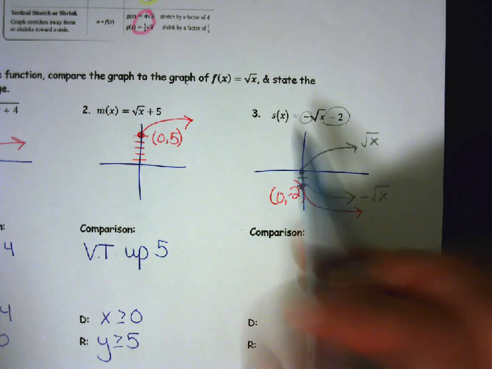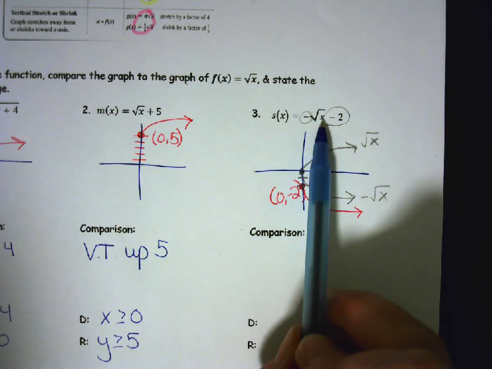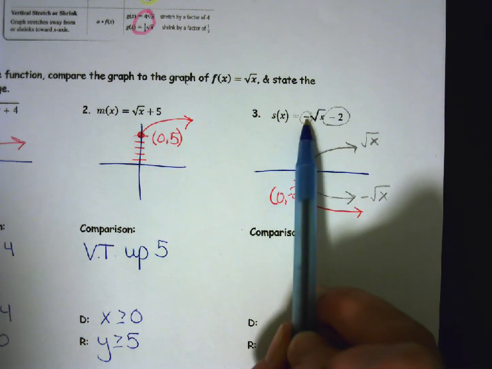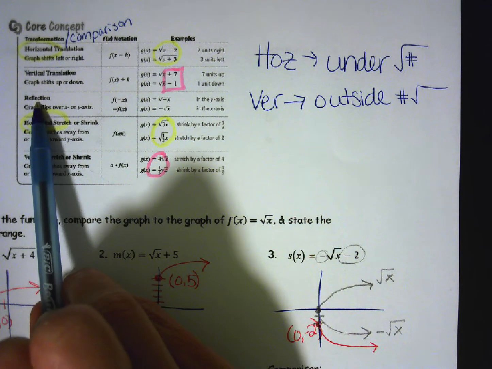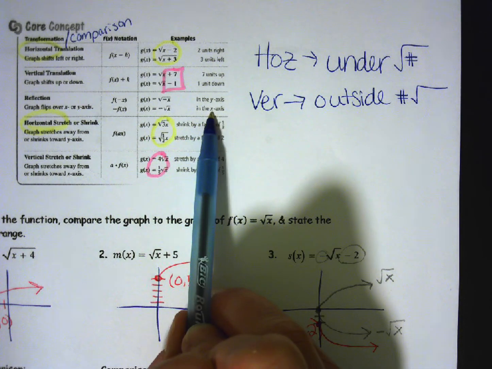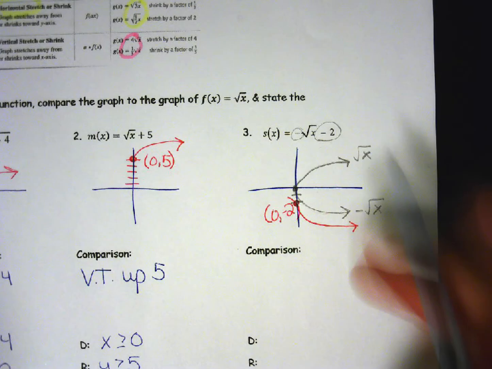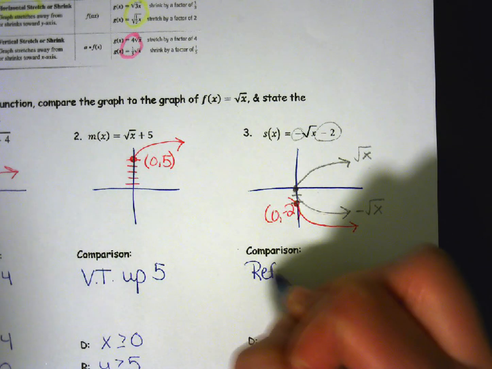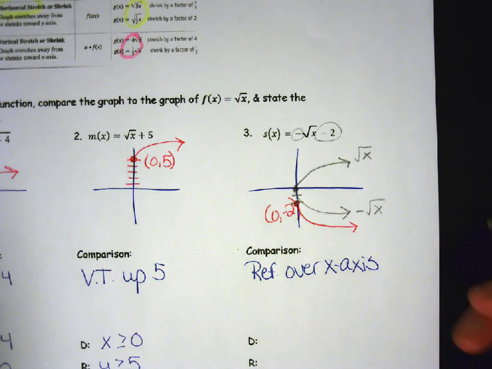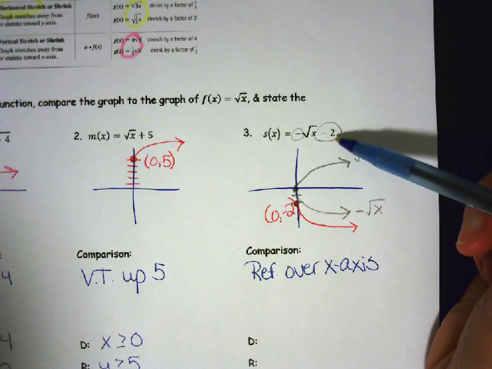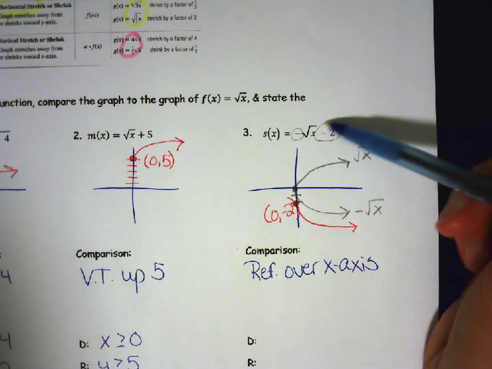So let's start up here at our comparison. Remember, this is the original, so they've added on a negative. So a negative on the outside is a reflection over the x-axis. You got to be really specific on this one. So reflection over the x-axis. And then notice we now have 2 things because we also moved down 2.